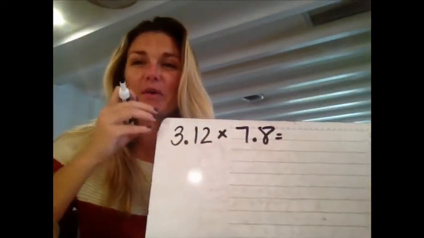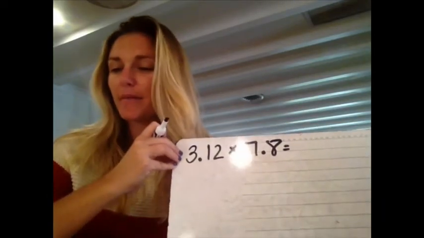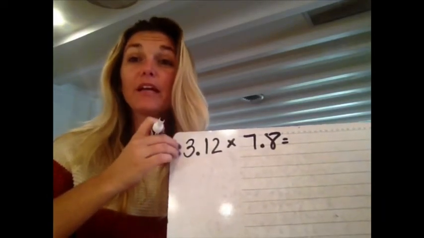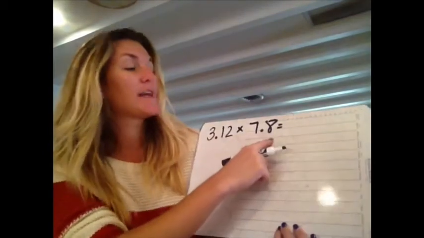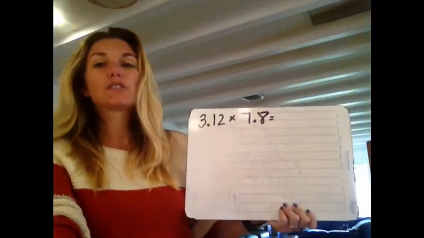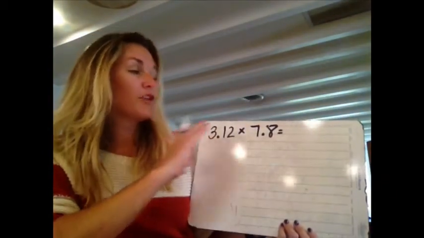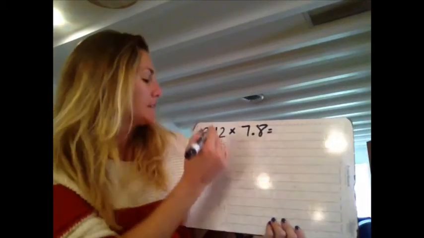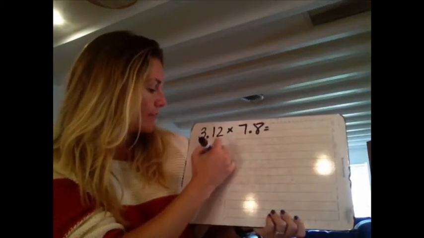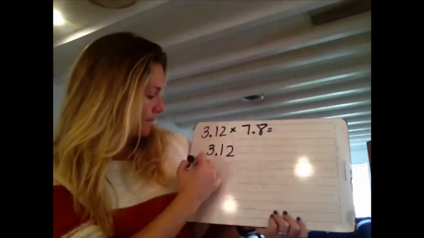Alrighty guys, so now we're dealing with the multiplication problem 3 12/100 times 7 8/10. So, first thing I'm always going to do when I'm solving this is set it up using standard algorithm, okay?